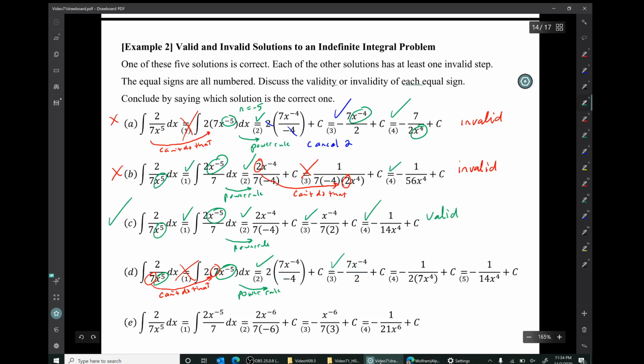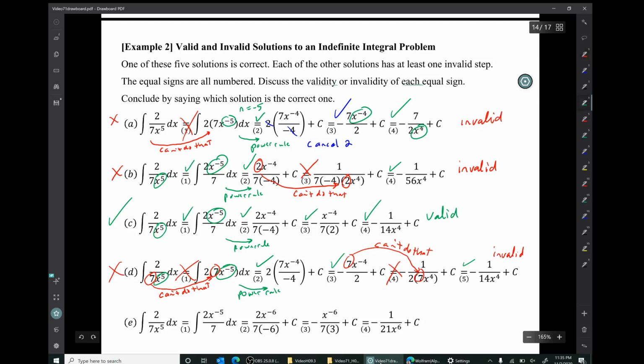In the last step, the x to the minus 4 gets brought down to the denominator, becoming x to the fourth. But look, the 7 got moved down to the denominator as well. Can't do that. So this equal sign is invalid. The final equal sign is okay. The 2 and the 7 get multiplied together to give 14. But since there are 2 invalid steps, this solution is invalid.